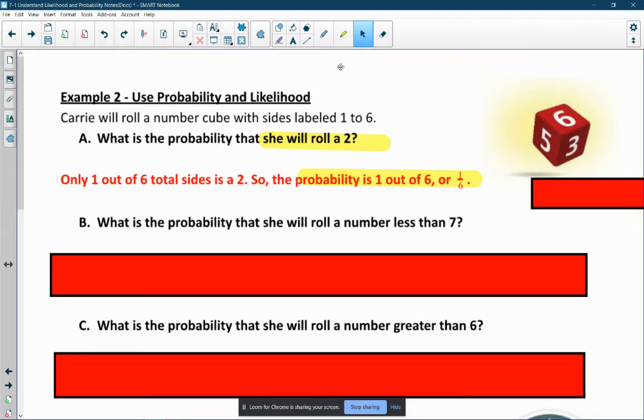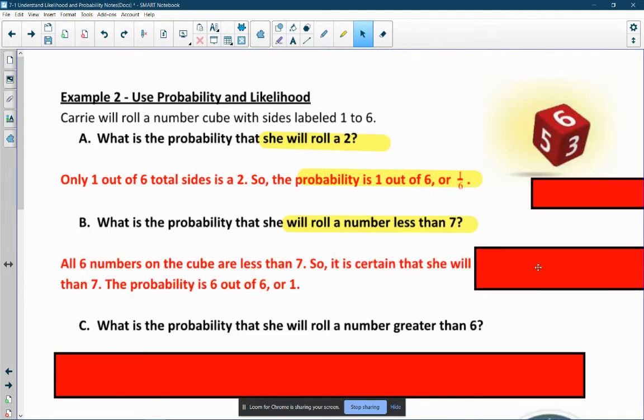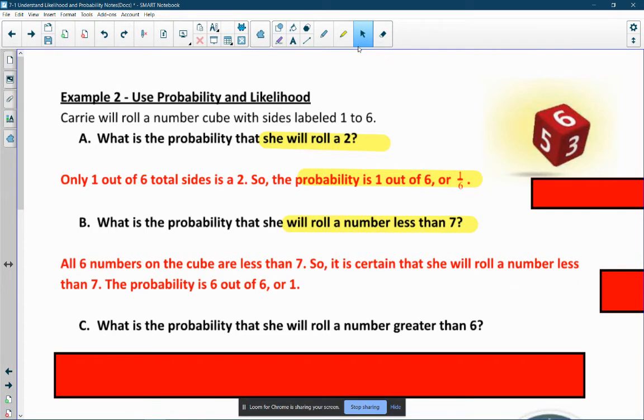Next one, what is the probability that she will roll a number less than 7? So that's another outcome. Well, it's a dice, right? 1, 2, 6. Aren't all those numbers less than 7? So that should be easy for us. So what we would say is this. All 6 numbers on the cube are less than 7. So it is certain that she will roll a number less than 7. The probability is 6 out of 6, or 1. Now this 1 is weird. What we'd say basically is 1 is 100%. 100 times out of 100. Can we roll the dice and get a number less than 7?